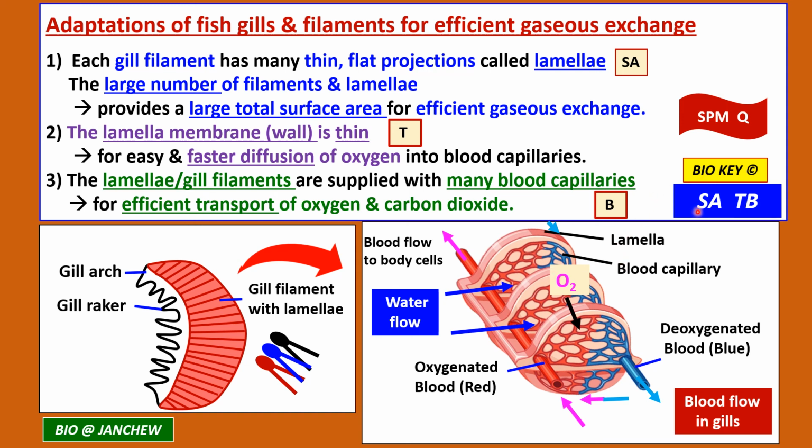So remember the bio key SATB or SAM. The M stands for moist, but since the fish already lives in water, it does not need a special moist layer in the filaments here. But anyway, if you're not sure, you just write it in. For this acronym, we leave out the M, like what the textbook has done. So it will be SATB. Right, that's all for this lesson.